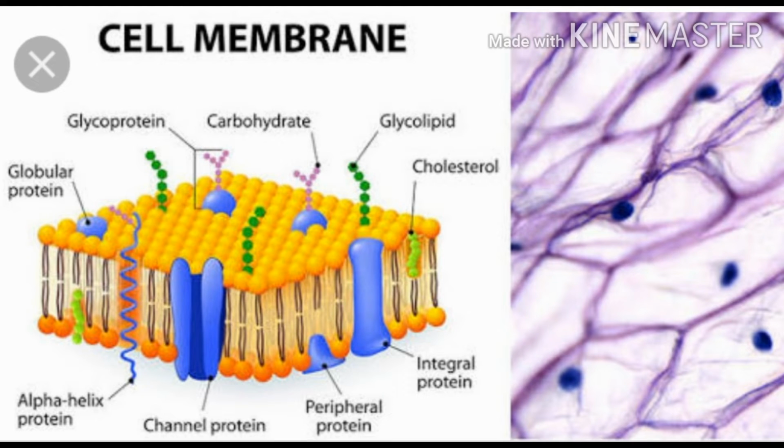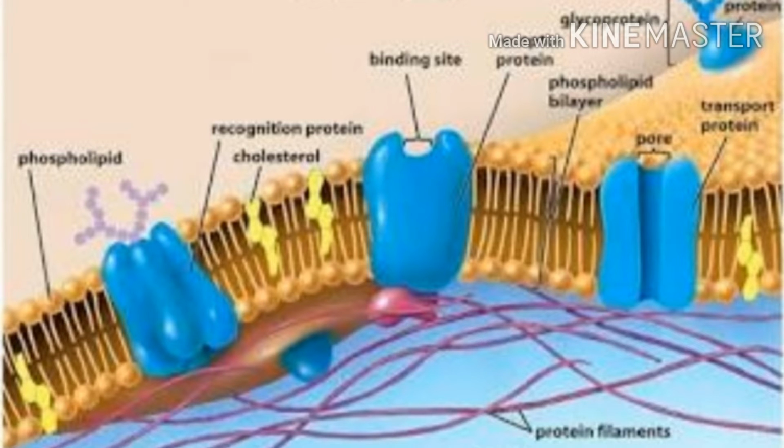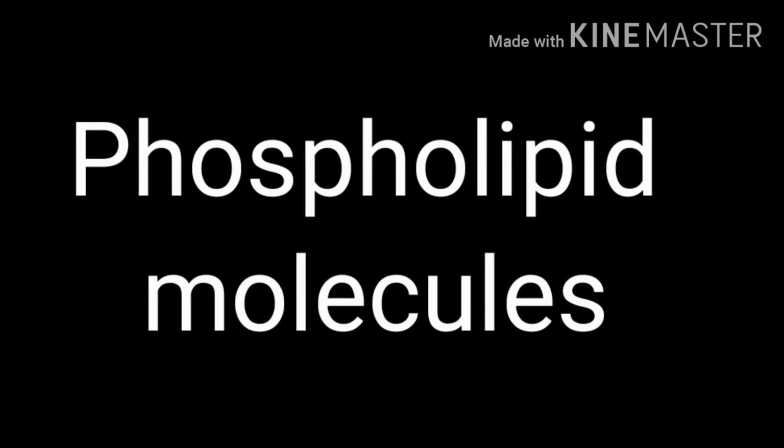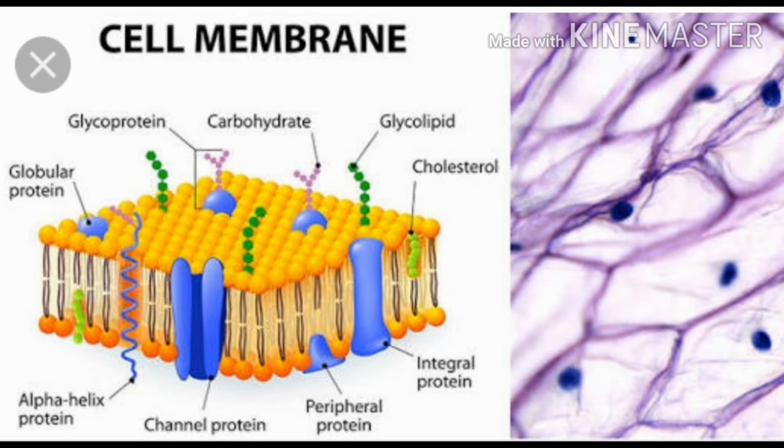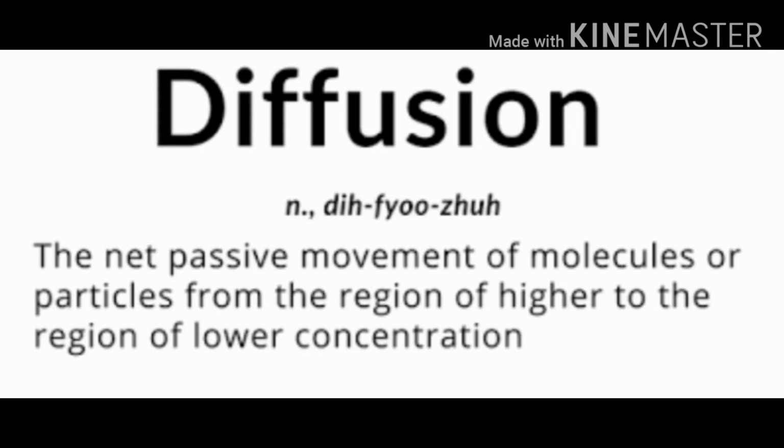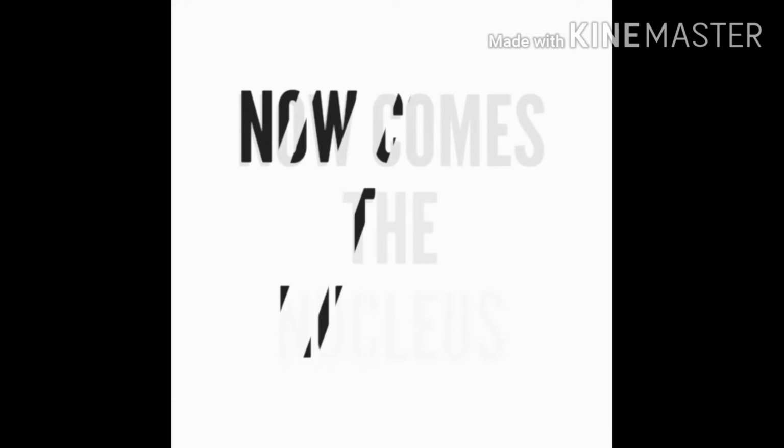The cell membrane is a double layer, that is, the plasma membrane is a double layer of phospholipid molecules. Remember, phospholipid molecules. This cell membrane separates the material outside the cell, that is extracellular, from the material inside the cell, intracellular. Some substances like carbon dioxide or oxygen can move across the cell membrane through a process called diffusion.